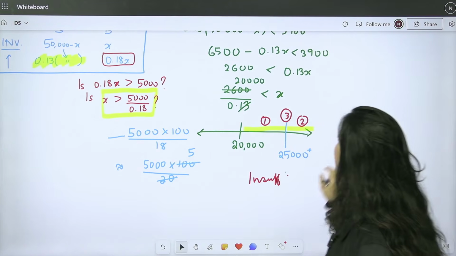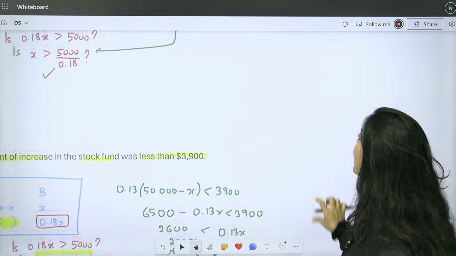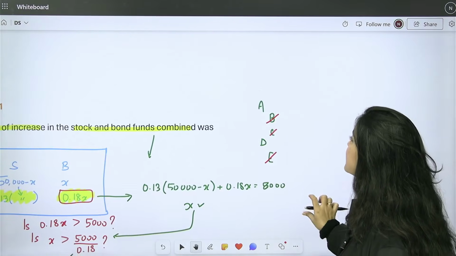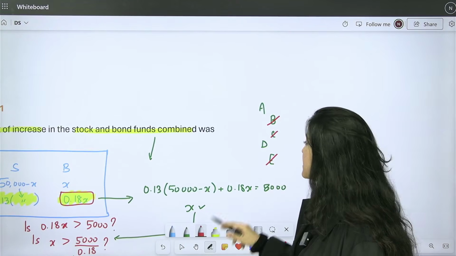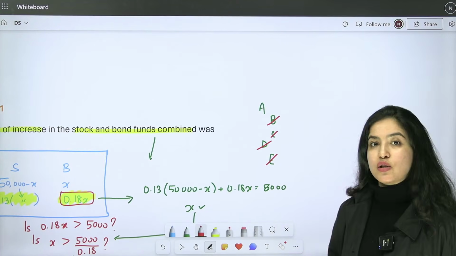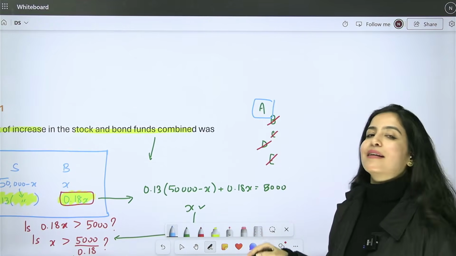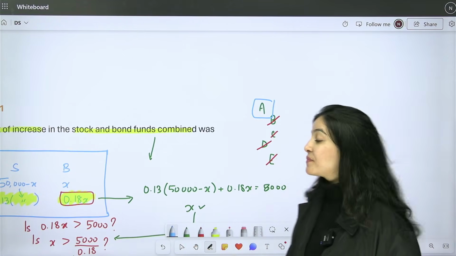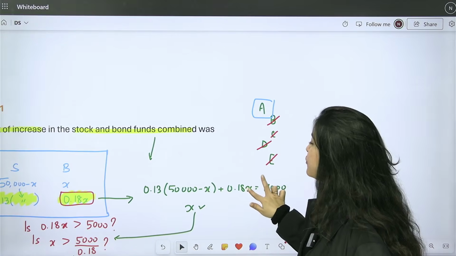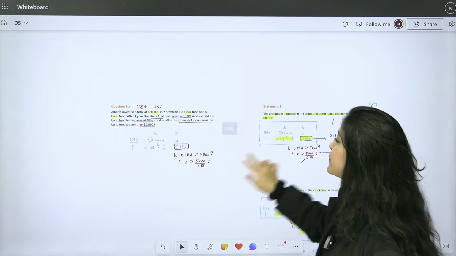So if I look at my choices one more time, I had come to this stage. Now I know the second statement is insufficient alone. So D also goes out, which leaves me with choice A as the correct answer. And I am done. Let's quickly summarize this, and through that we will see the key points of this question.